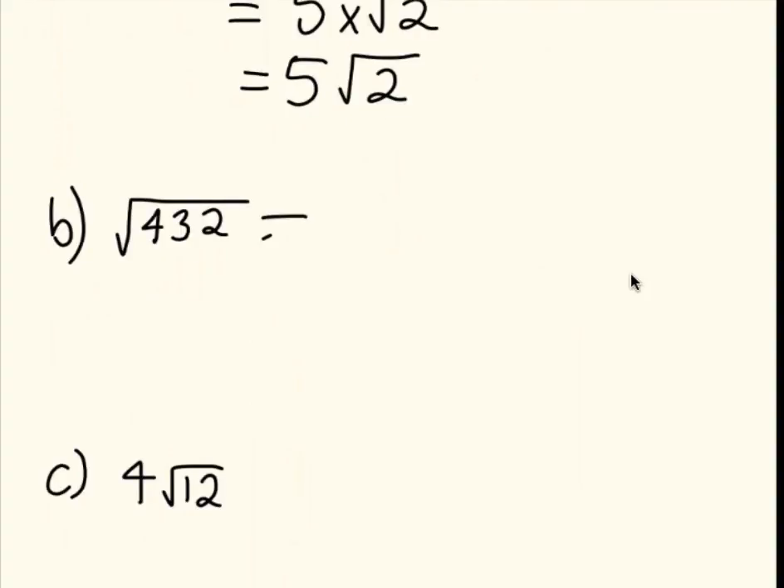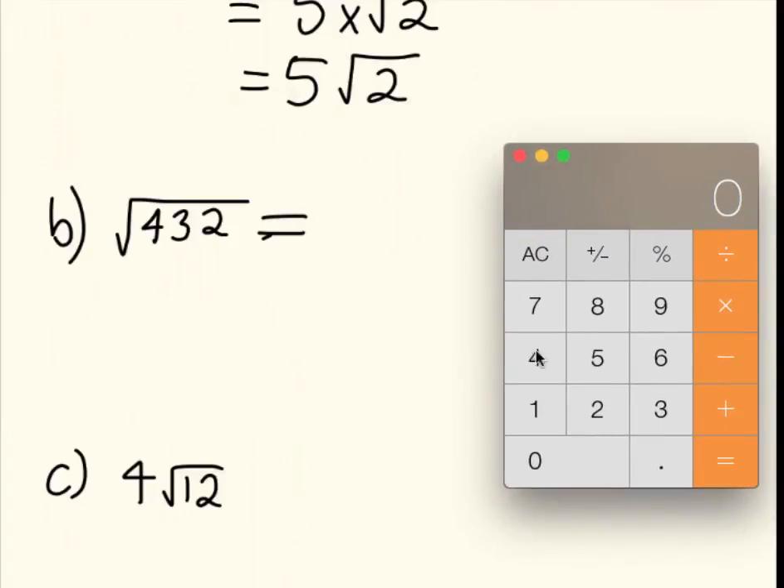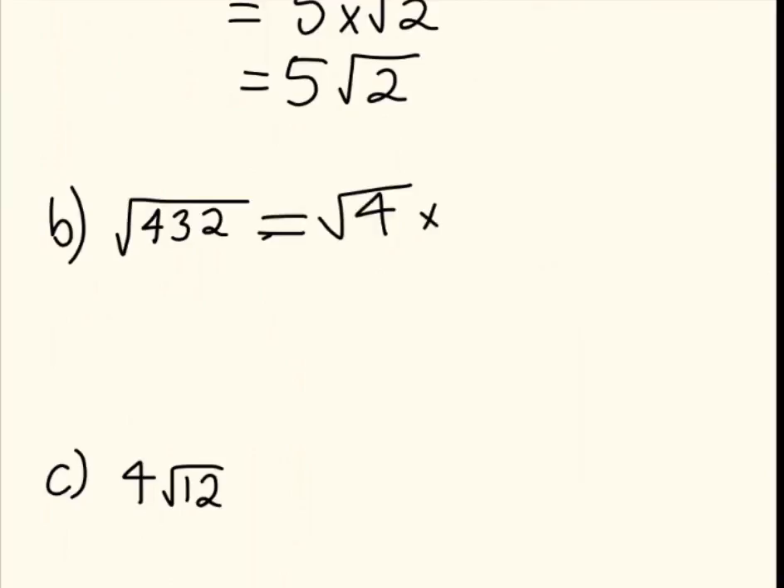Okay, part B. Square root of 432. I actually don't know which one of the square numbers goes into that, so I'm going to open up my trusty calculator right now. Okay, and let's check the first square. 432 divided by 4. Yes, that does work. So square root of 4 times square root 108.